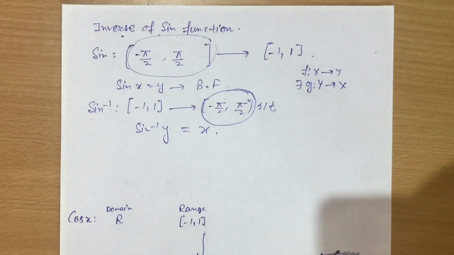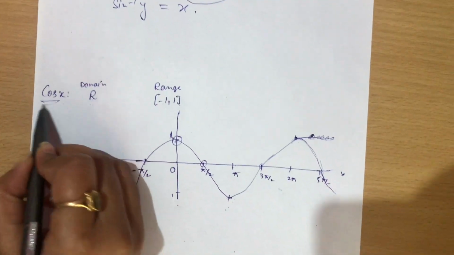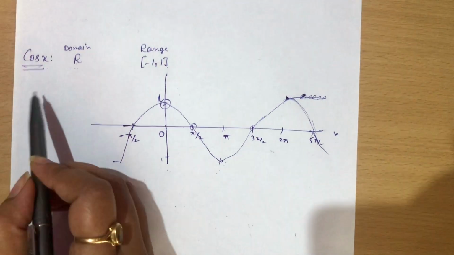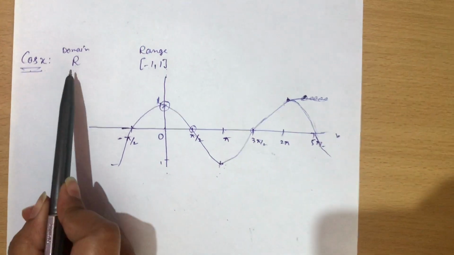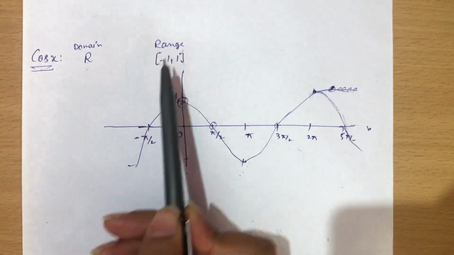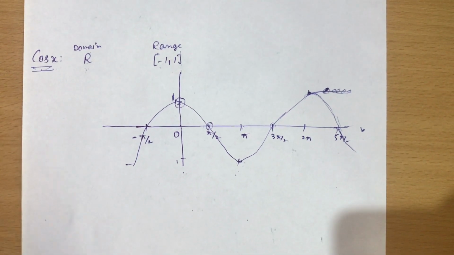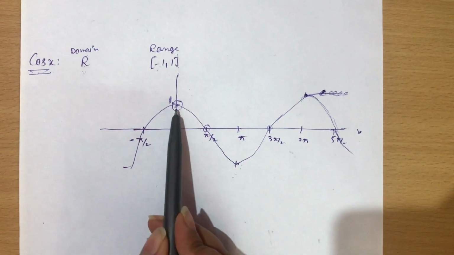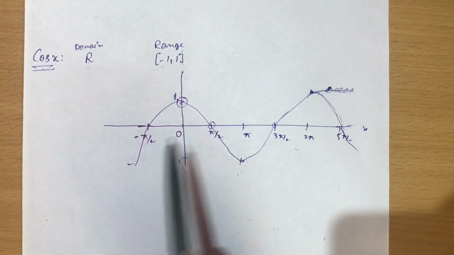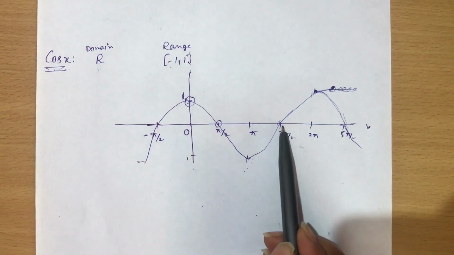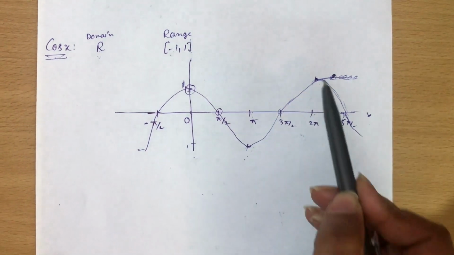Okay, let's take another example: cos of x, the trigonometric function cos of x. The domain of cos of x is all real numbers, and the range is -1 to 1. So here is the graph of cos of x. You all know that cos of 0 is 1, cos 90 is 0, cos pi is -1, cos 3 pi by 2 is 0, cos 2 pi is 1.